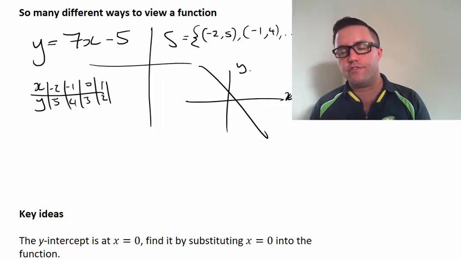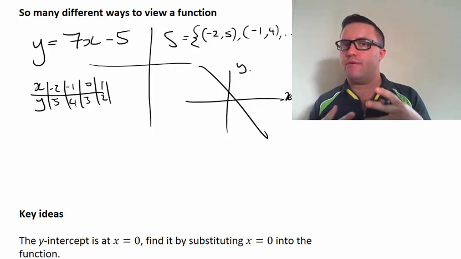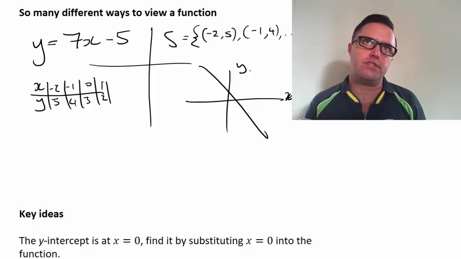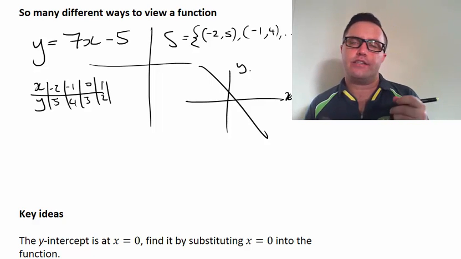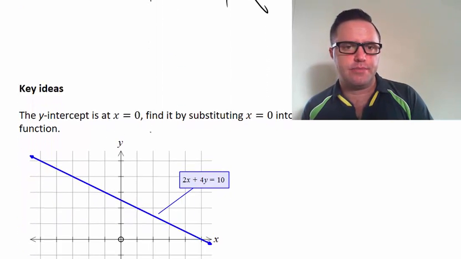So there are lots of different ways to view a function, and in the same way, there are a lot of different ways to sketch and come up with a representation of one as well. Last time we looked at just creating a table of values and plotting those points, and now we're going to look at just using the intercepts.